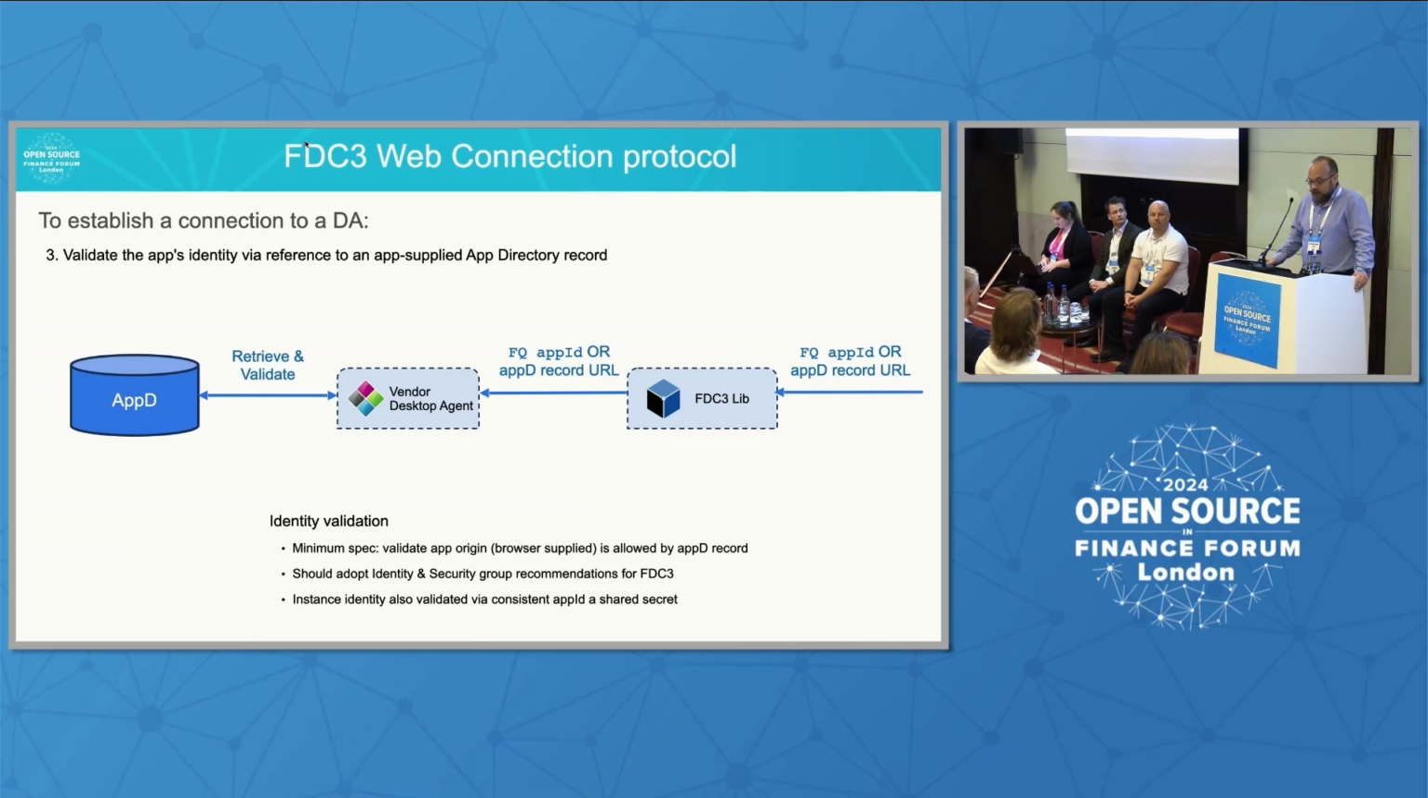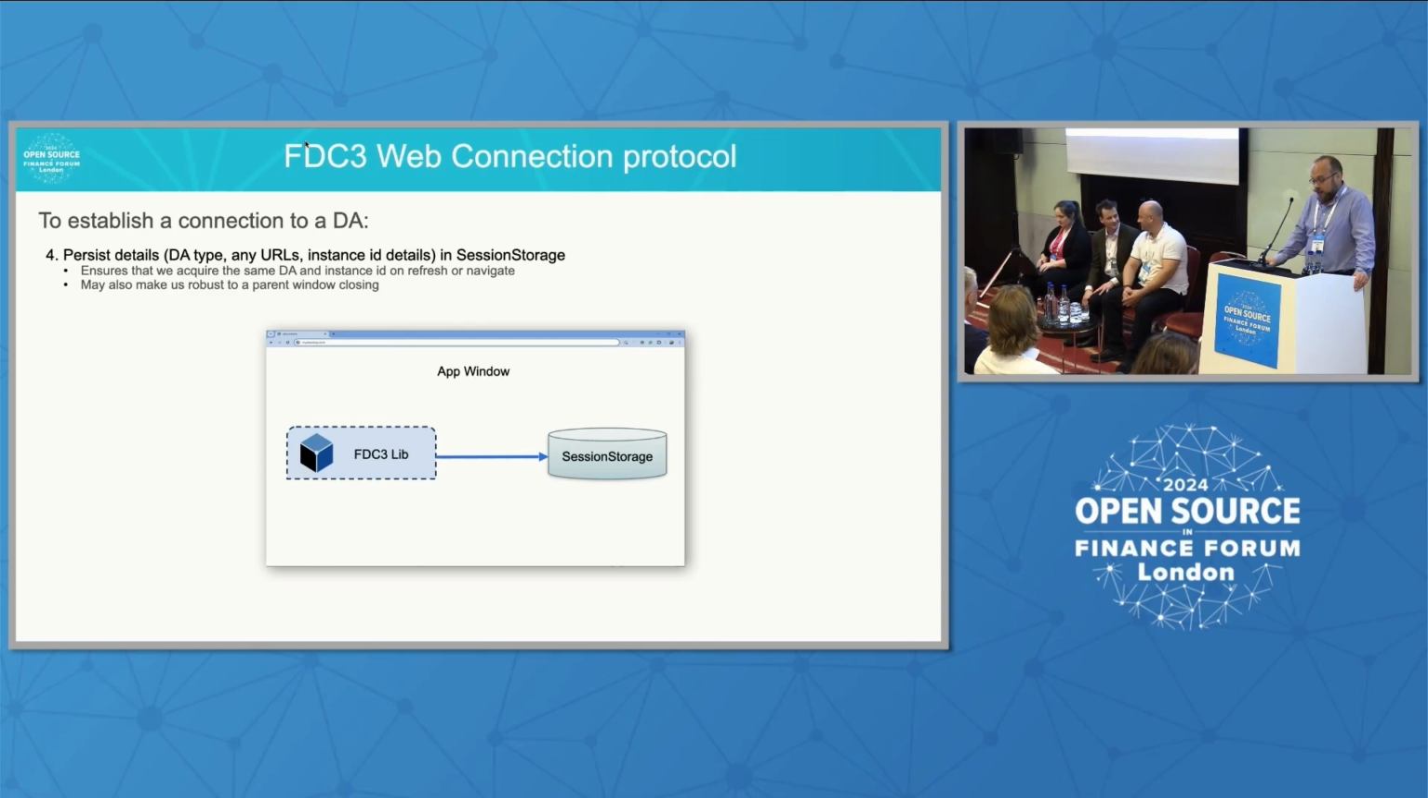And then lastly, instance identity is also validated via checking that it's the same app ID and a shared secret that's passed over during the setup process. We then persist all those details to ensure that we get the same desktop agent next time, the same instance ID if we are the same instance of the app, and we could also make it somewhat robust to the parent window closing. For example, if you had to load an adapter, we can hang on to the URL for that, and even if the parent's gone, we can still load that adapter up and see if we can still connect to what we had.